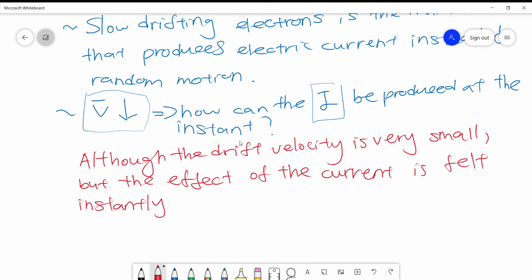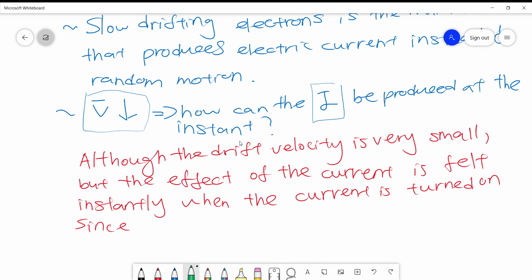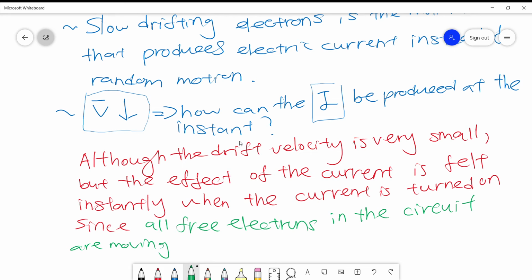When the current is turned on, this is the key that will answer our question: since all free electrons in the circuit are moving at the same time.